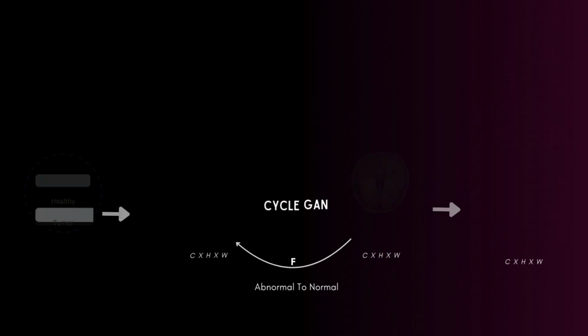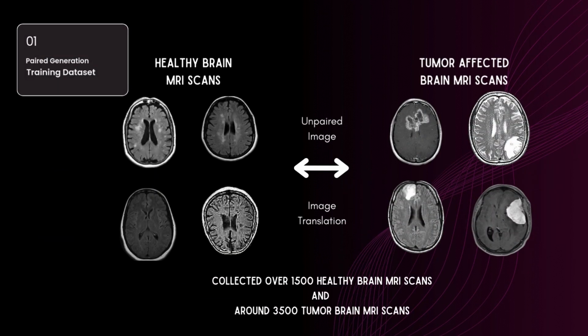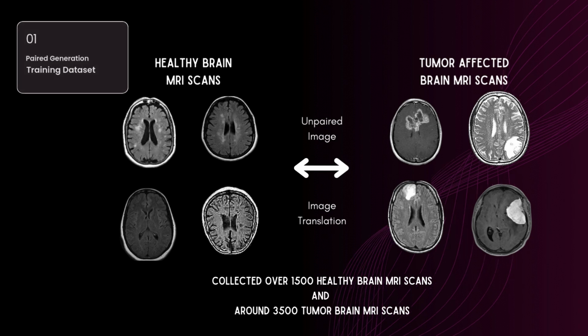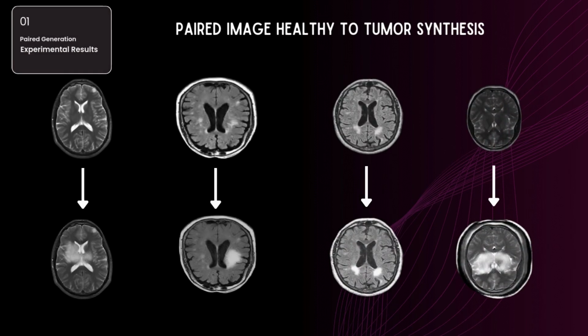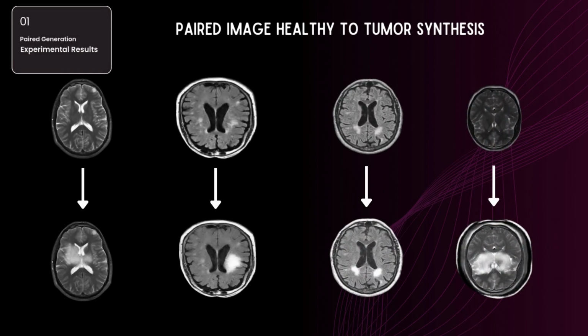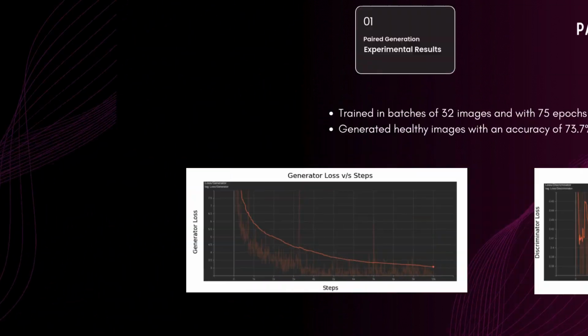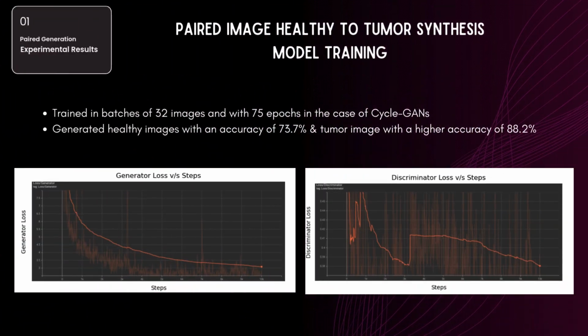To achieve this task, we collected over 1500 healthy brain MRI scans and about 3000 tumor affected scans. On training our model, we successfully generated the required paired data, as seen in the diagram. We trained our model for over 75 epochs and achieved a high accuracy of 88.2% in generating tumor images. However, CycleGAN was poor in reconstructing healthy images from tumor.